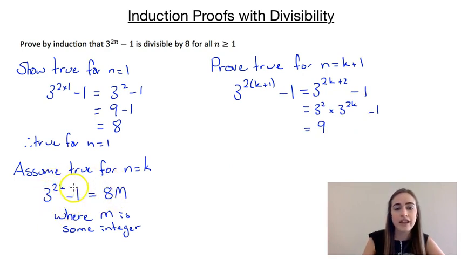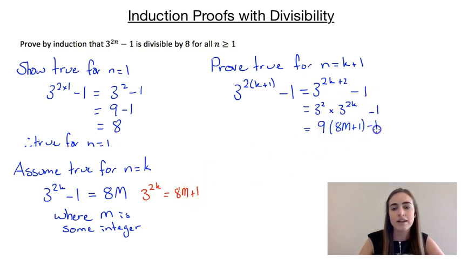So I'm going to rearrange this expression. I'm going to add 1 to both sides. So I'm going to have 3 to the power of 2k is equal to 8m plus 1. So if we've assumed that that's true, then this equation also has to be true. So I'm going to replace this 3 to the power of 2k with 8m plus 1. So 8m plus 1, and then I've got my minus 1. And I'm just going to write by assumption there as well, so that I know where that substitution has come from.